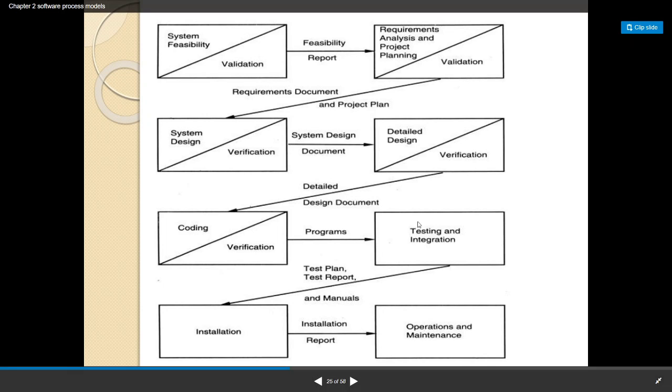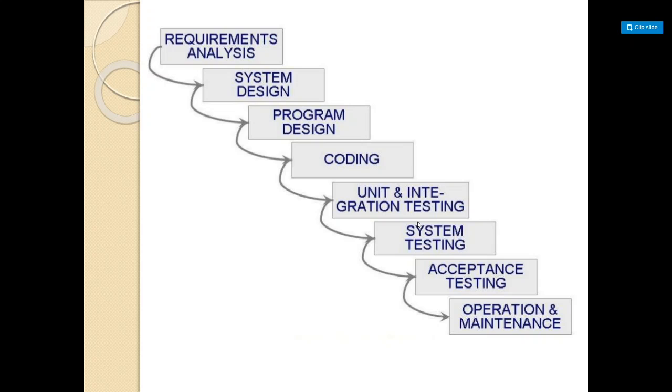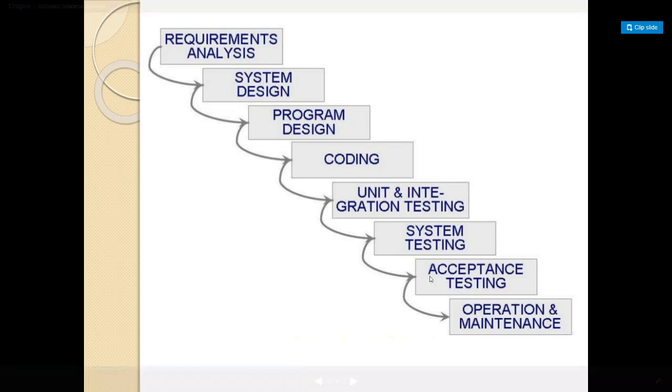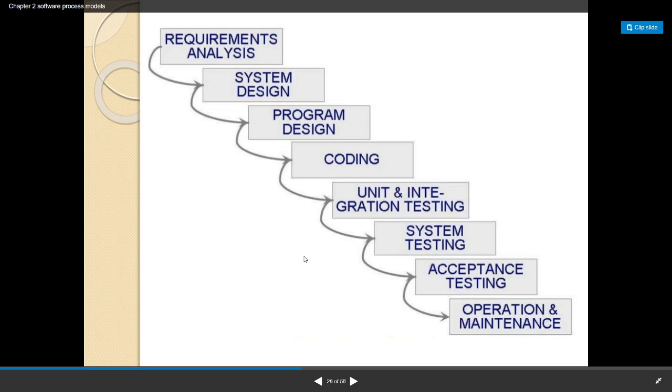This is one of the important questions that will be asked. You need to know this. This is how it looks: requirements analysis, system design, program design, coding, unit and integration testing, system testing, acceptance testing, and operation and maintenance. This is the waterfall model itself. The representation in the previous video can also be put like this, but from the exam point of view, that is the diagram you need to know.